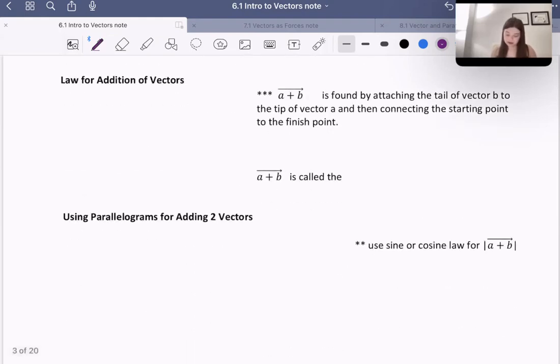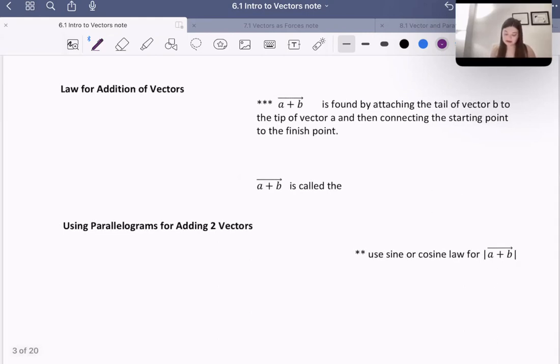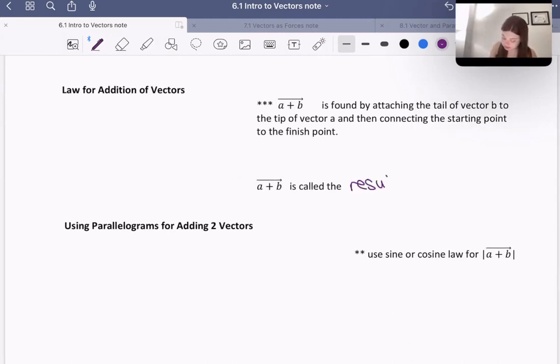So let's talk about the law for addition of vectors. Basically, this law says that when we add vector A and vector B, it's found by attaching the tail of the vector B to the tip of the vector A and then connecting the starting point to the finishing point. Now A plus B, the vector, is called the resultant vector. That's important to remember.